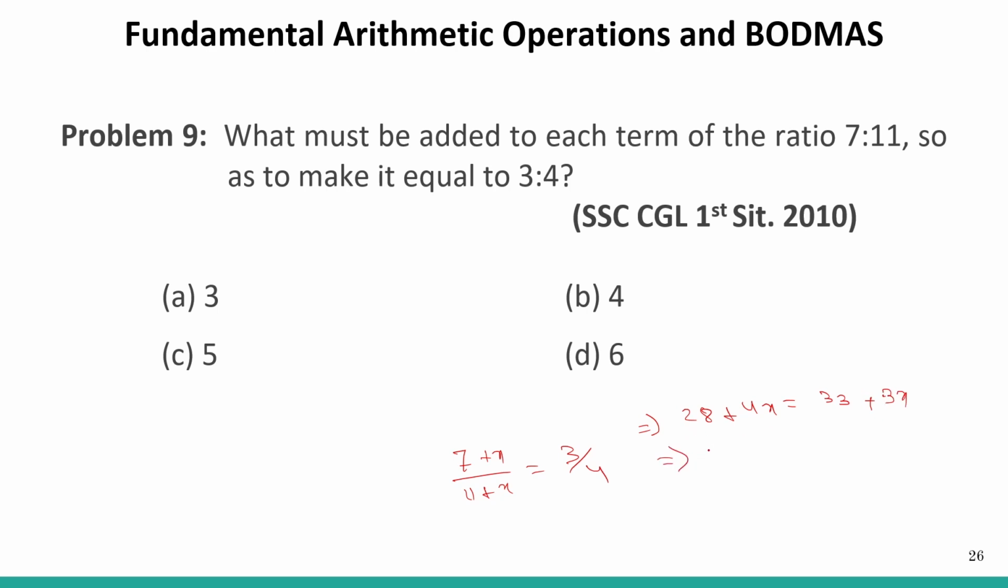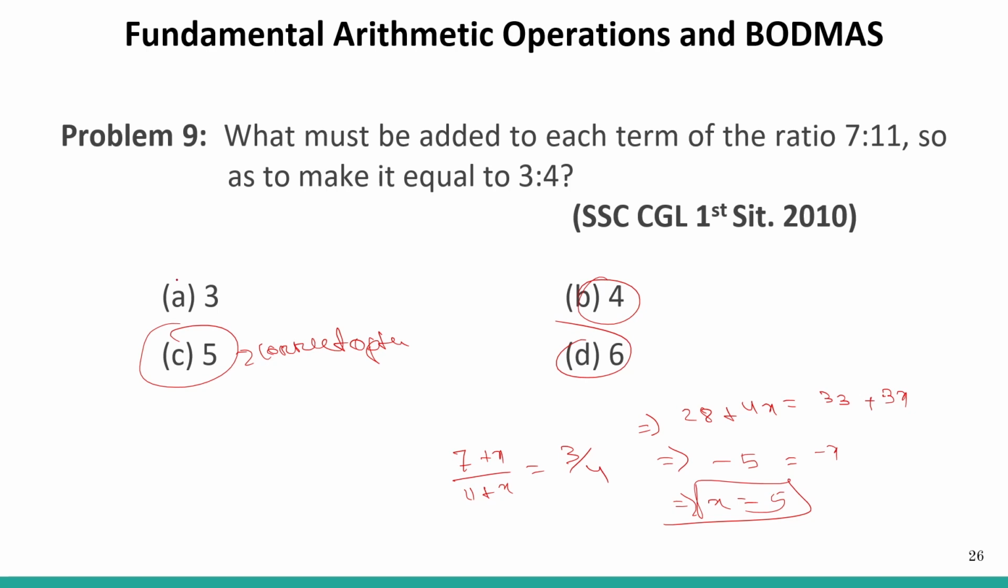So this implies that 28 minus 33 is equal to what? Minus 5 is equal to 3x minus 4x, that is minus x. This implies that x is equal to 5. So x is 5. So C is the correct option. B, D and A, all these are wrong options.